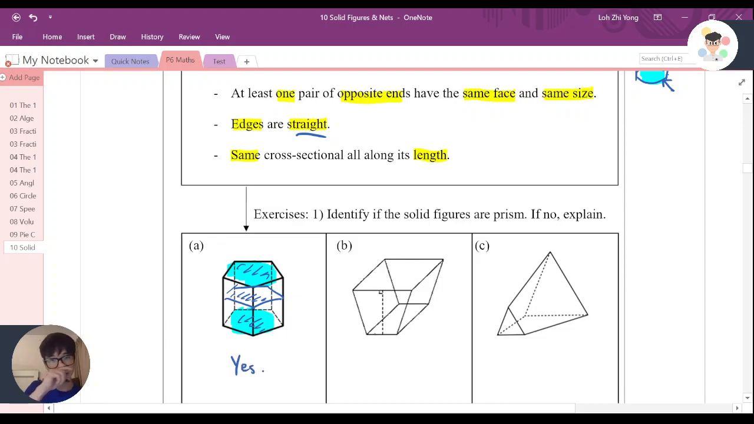How about this one? If you try to look at it, it's actually also the same here and the one here. Correct, right? If I were to cut along its length, it also will be like this. Okay, and this is also the same. So this is also yes.